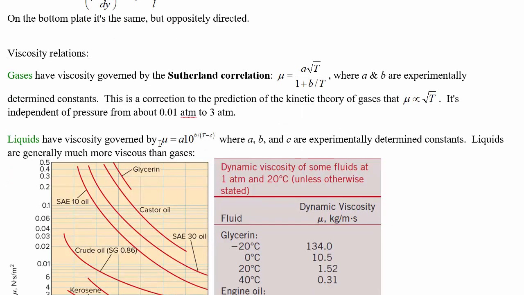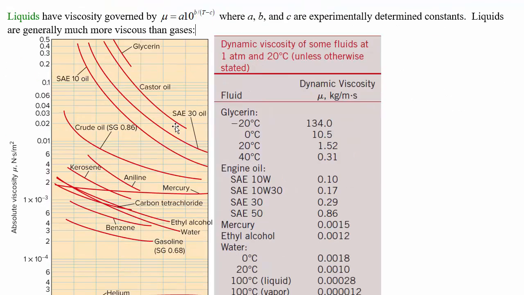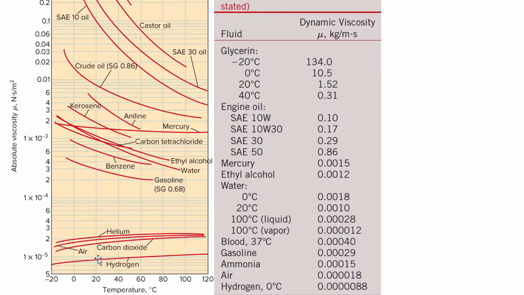Liquids have viscosity that's governed by mu equals A, 10 to the B over T minus C, where A, B, and C are experimentally determined constants. Liquids are generally much more viscous than gases. So here we come to an example of a plot of values.